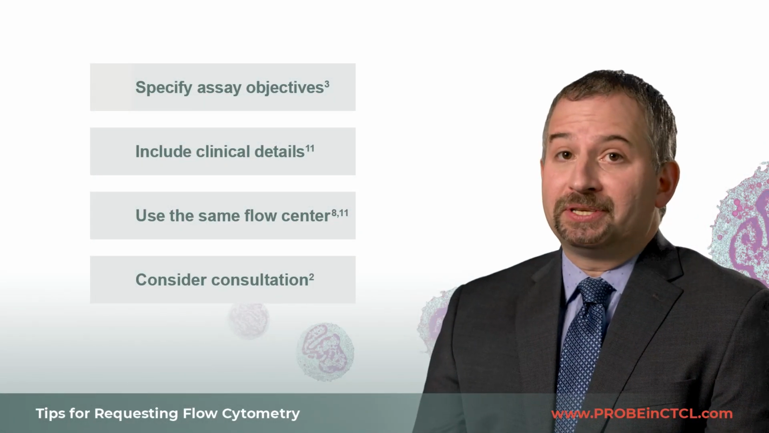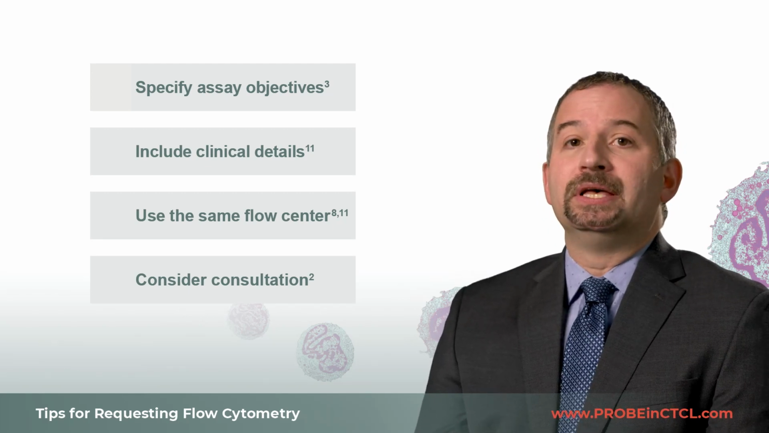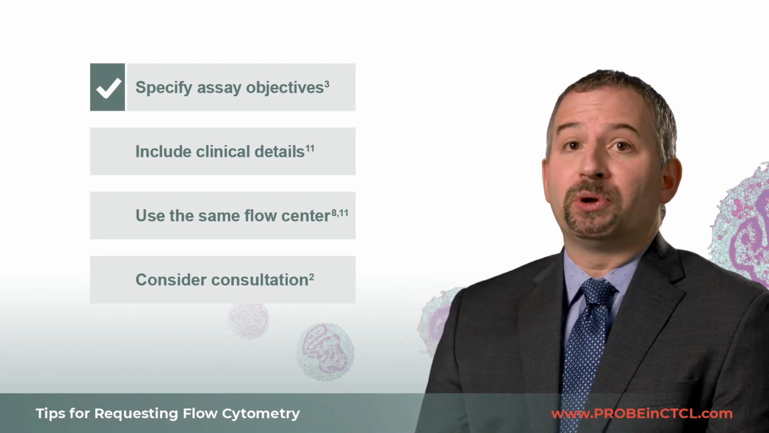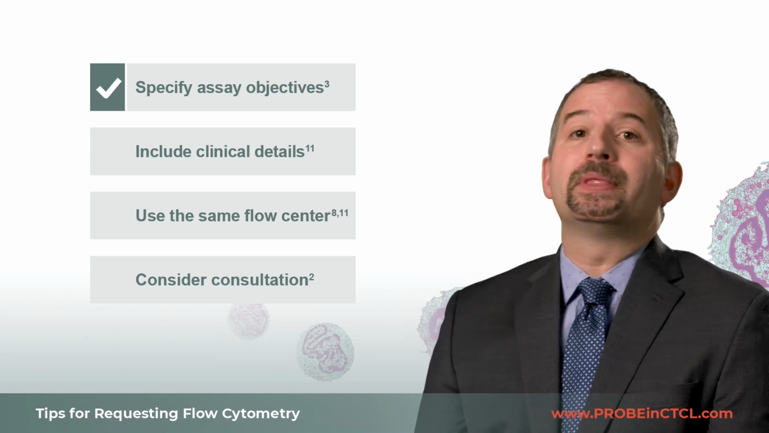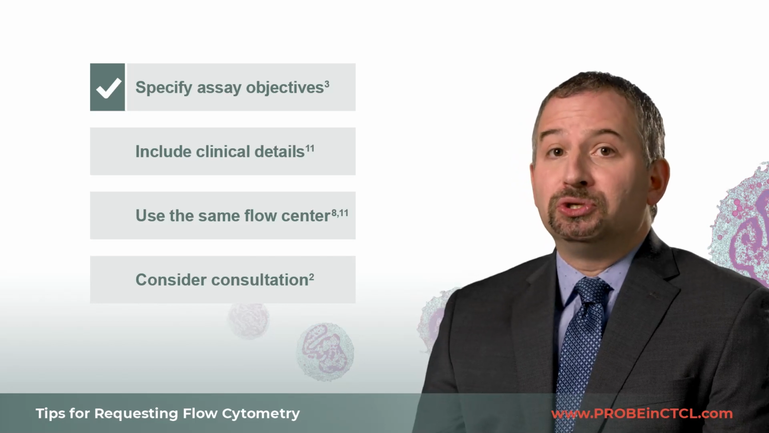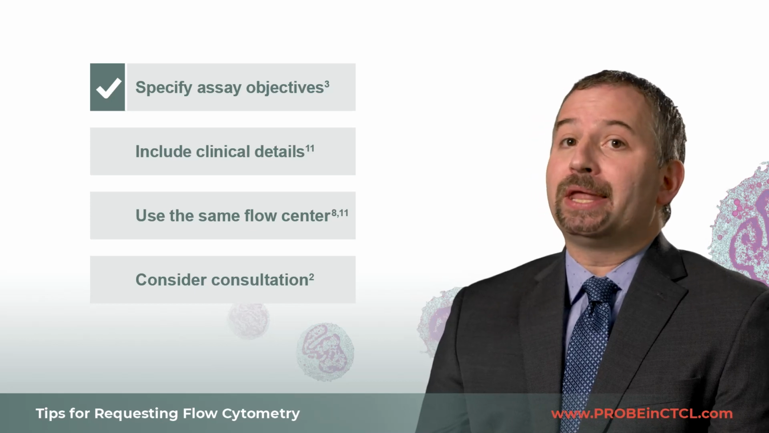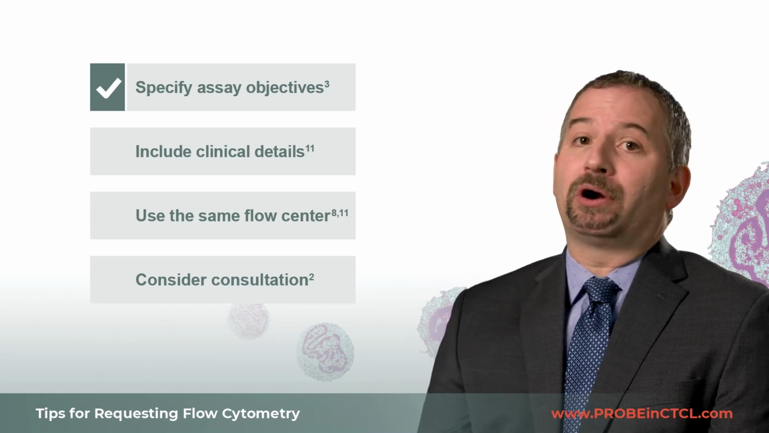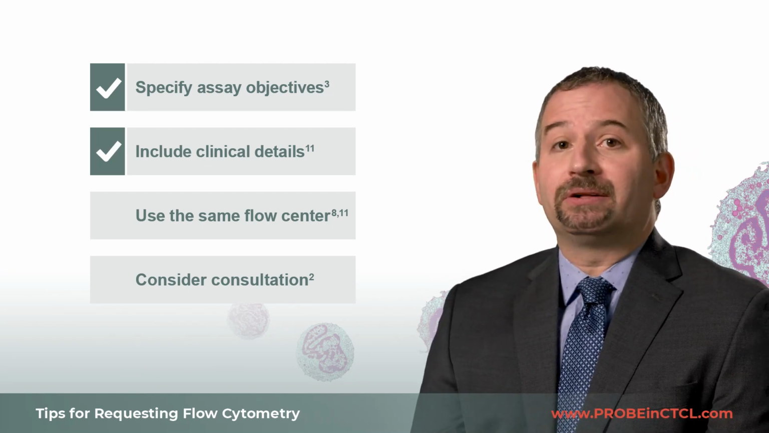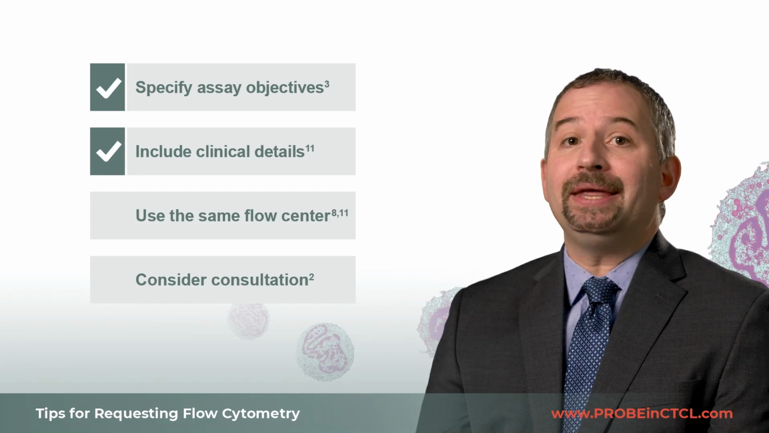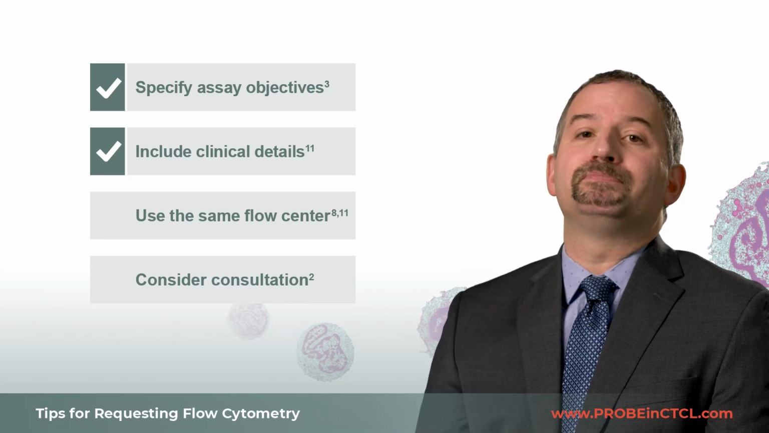Lastly, when requesting flow cytometry, keep these things in mind to optimize the utility of the test. Specify assay objectives when ordering flow cytometry, such as rule out Mycosis fungoides or Sézary syndrome. This is important for the pathologist to choose the appropriate flow cytometry panel. And remember, guidelines recommend a minimum of 6 T-cell markers. Include clinical details. A detailed description of clinical history and observations, along with any existing diagnosis, will be helpful for the pathologist to interpret the data.